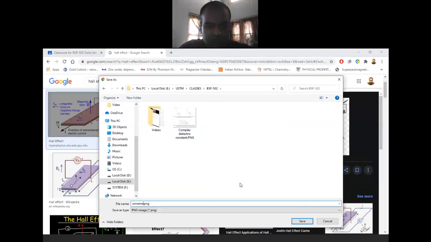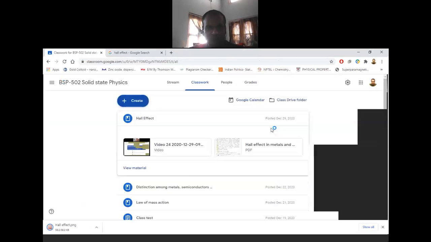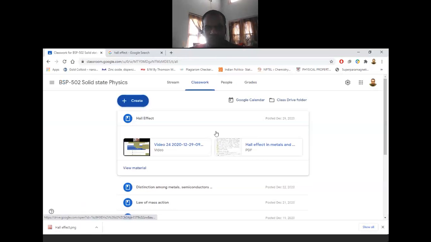Okay, I will download one Hall effect image and upload that to Google Classroom because the note is there, but have I given some image? No, no image. So image, let me go.